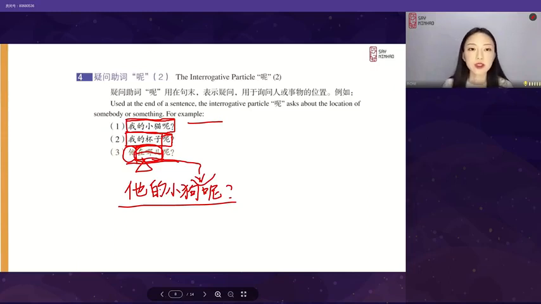Okay, try to make another sentence. Where is your Chinese book? Okay, try to say this sentence. Where is your Chinese book? Your Chinese book is the subject, so put it at the beginning of the sentence.